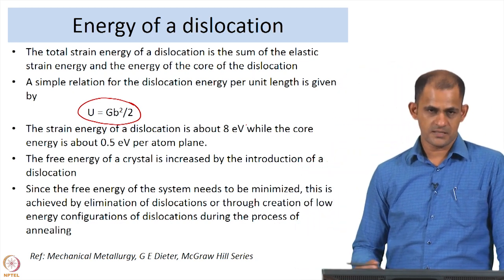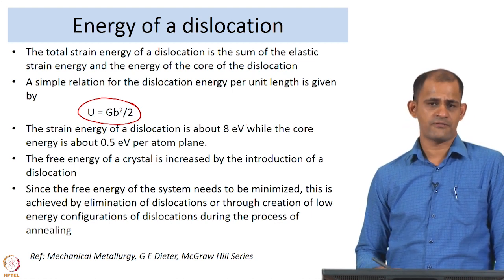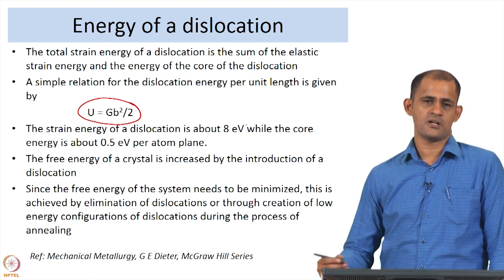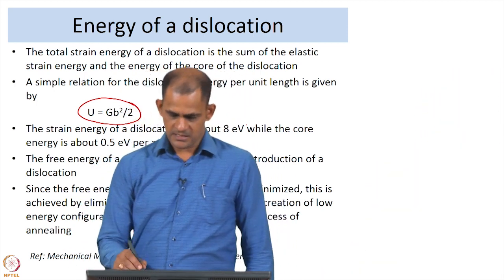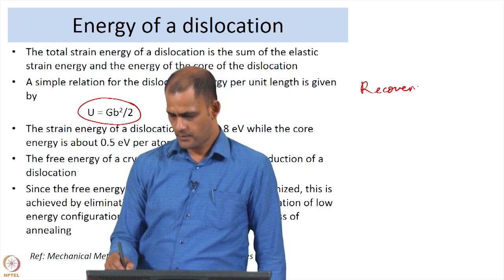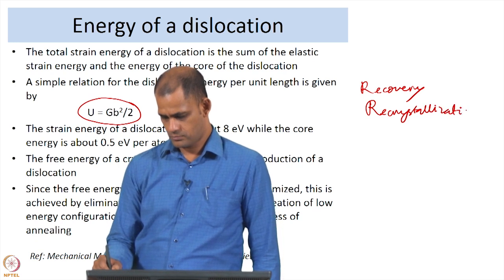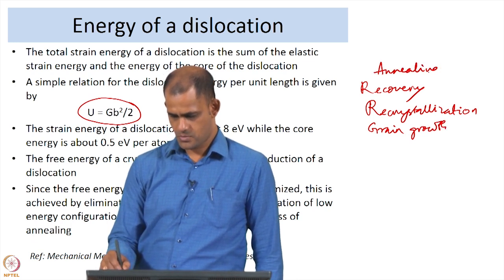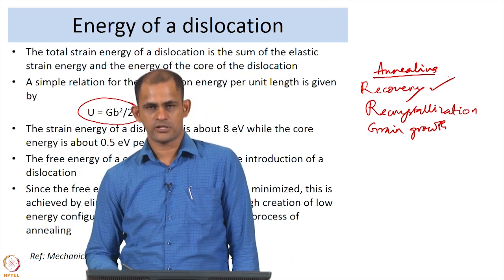Annealing is basically a high temperature process, and it can lead to different things within a material. One of them is recovery. It could also lead to recrystallization of the material or grain growth within the material. Among these three, recovery is something that leads to the creation of low energy configurations.